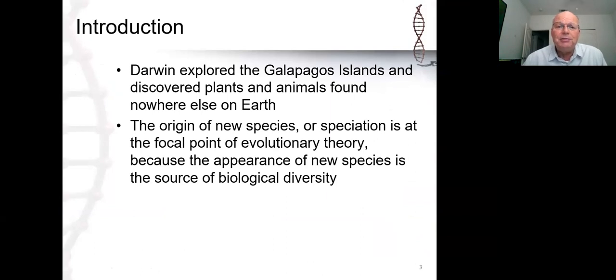But we also need to remember that the theory of evolution and natural selection also needs to explain the origin of new species. Because if we take a look at the fossil record, if we pay attention to what we see around the world, comparing existing species with what we see in the fossil record, we see very clear evidence of speciation, the appearance of new species.